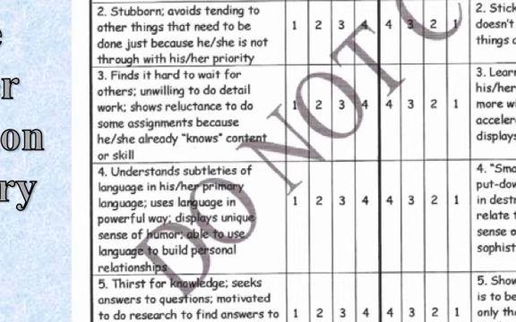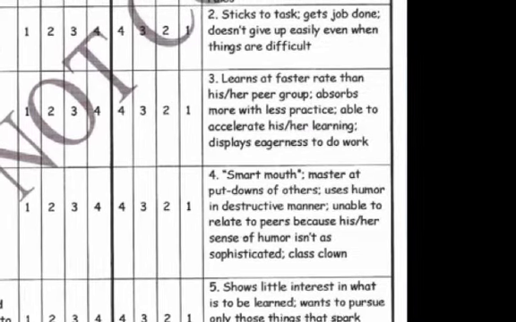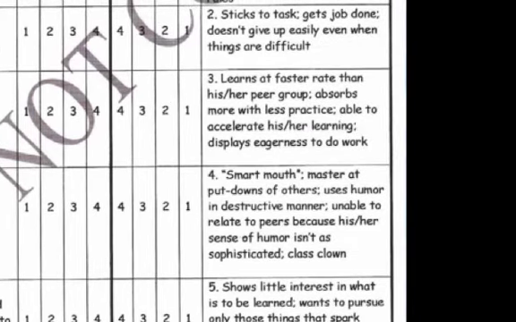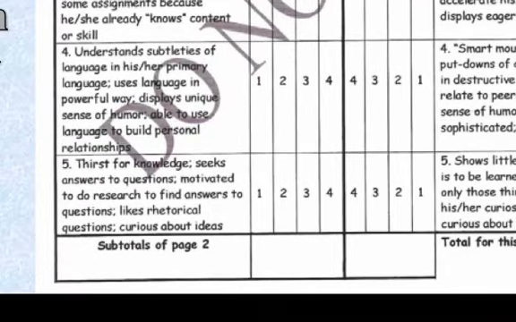Look at number 4. Understands subtleties of language in his or her primary language, uses language in a powerful way, displays unique sense of humor, able to use language to build personal relationships. On the other side, look at that. It's a smart mouth, master at put-downs of others, uses humor in destructive manner, unable to relate to peers because his or her sense of humor isn't as sophisticated. Maybe the class clown.